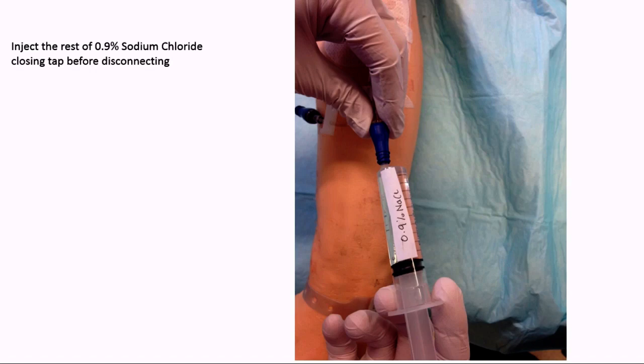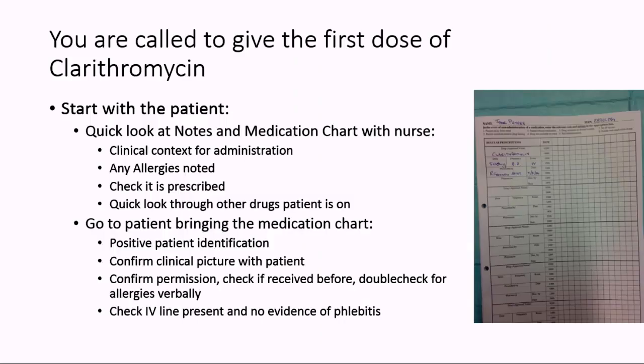Once you have injected the amoxicillin, which should take about 3 to 4 minutes, then you can inject the rest of your 0.9% sodium chloride, closing the tap mechanism before disconnecting, stopping blood coming back into the cannula. Okay, so that was amoxicillin.